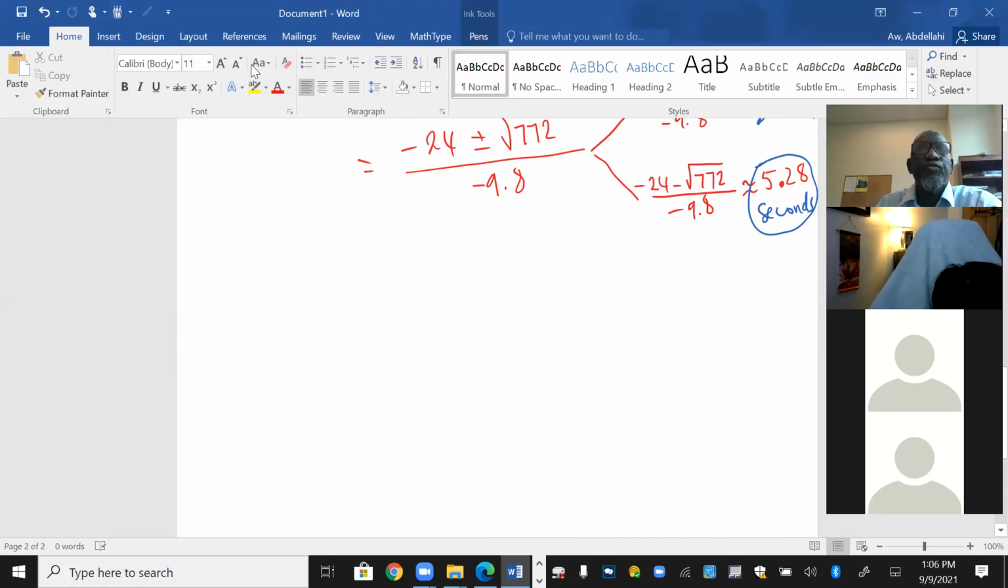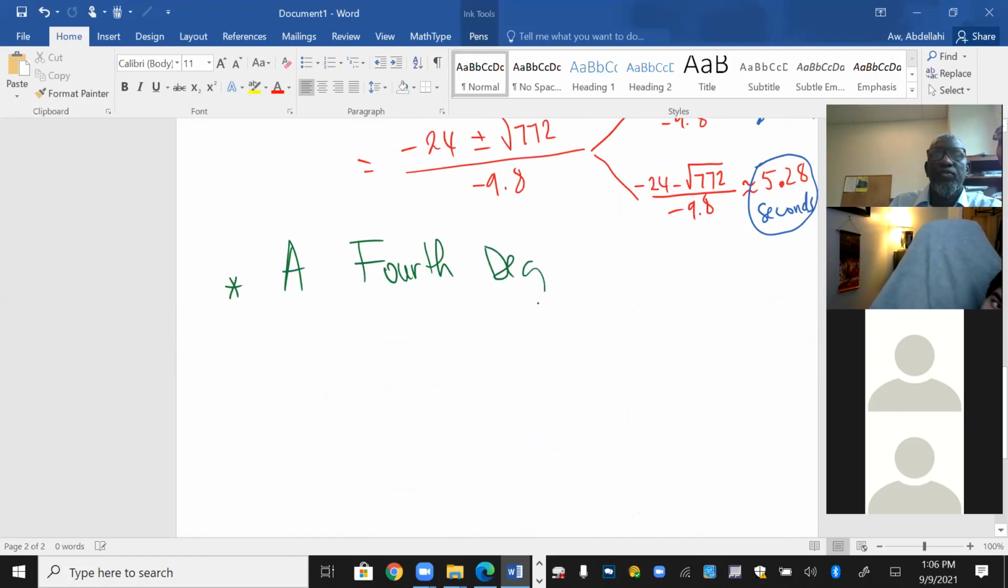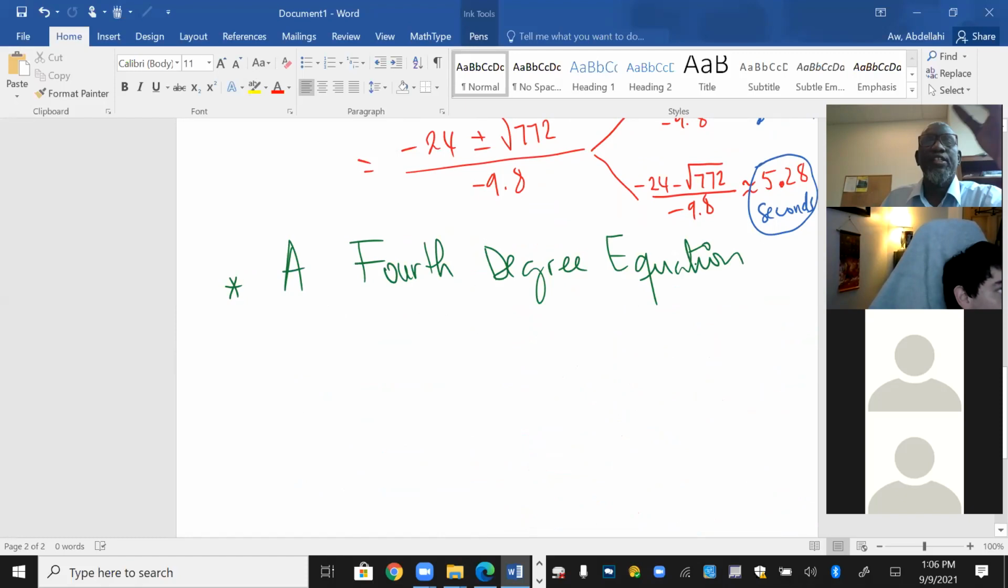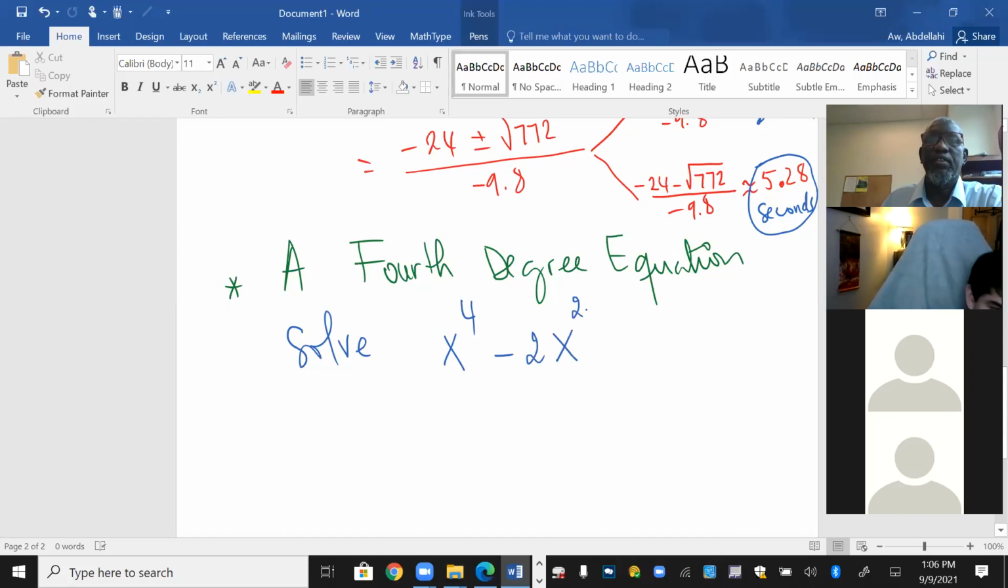All right, so now we can go ahead and do another type of equations, a fourth degree equation. All right, so let's say somebody asks you to solve this one right here. Solve x to the fourth minus 2x squared minus 15 equals 0.